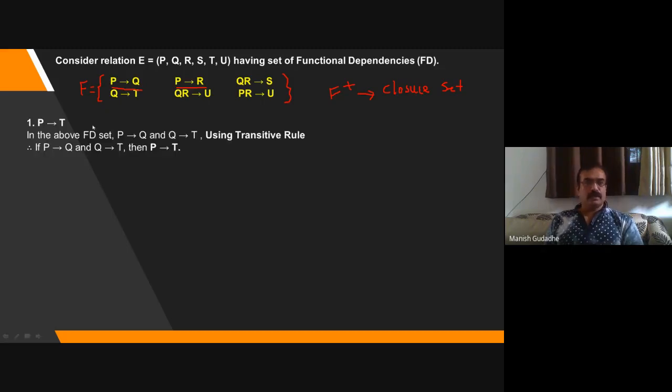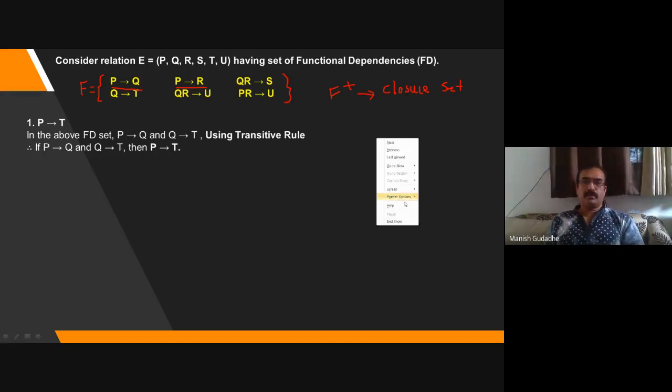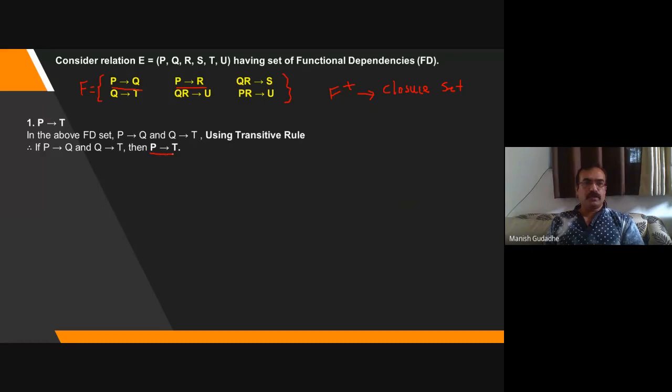Let us take the first one. P determines T is an FD which may exist. How? Because P determines Q and Q determines T. So with the help of the transitivity rule, I can say that P determines T. This is the first FD in the F plus set: P determines T, because P determines Q and Q determines T, hence by the transitivity rule P determines T.